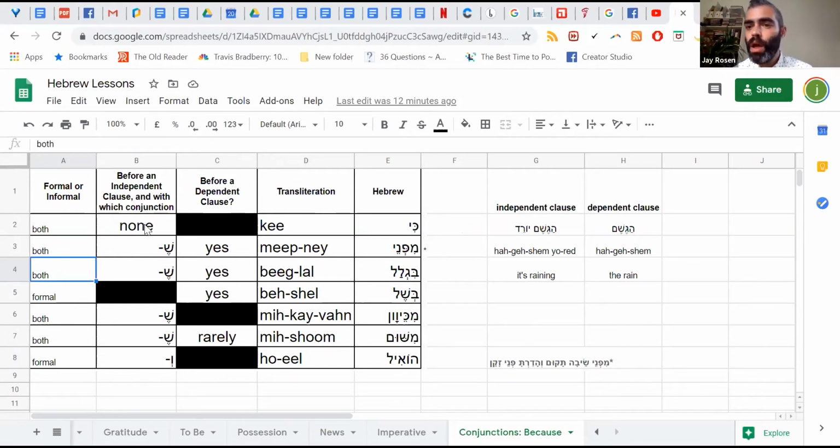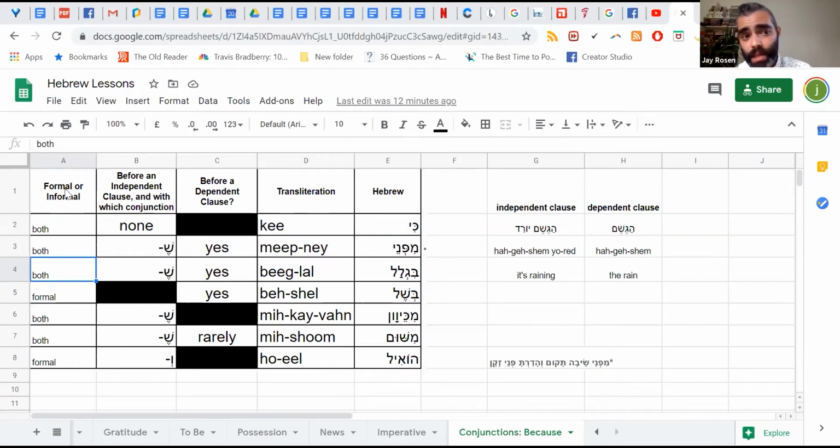And as I wrote here, these independent clauses are usually followed by some sort of further conjunction. In this case, key does not, right? Ki hageshem yoled, because it's raining. That's it. No she, no bin, no ve, no nothing else. Just straight to what we're talking about here, the reason why. Okay, key is the easiest one of all of these to use. The only thing you have to remember is that key must be followed by what we call an independent clause. It must be followed by a fully formed sentence that is part of this explanation of why I'm doing something.